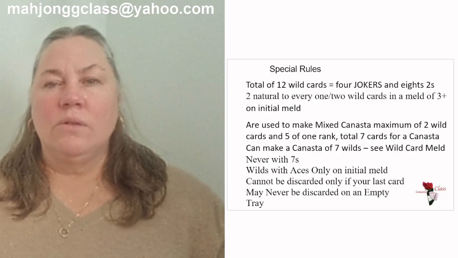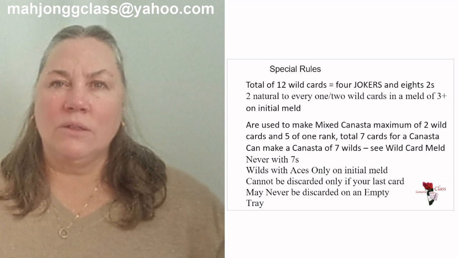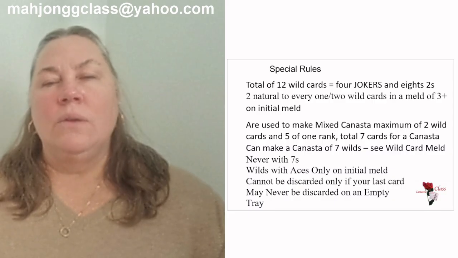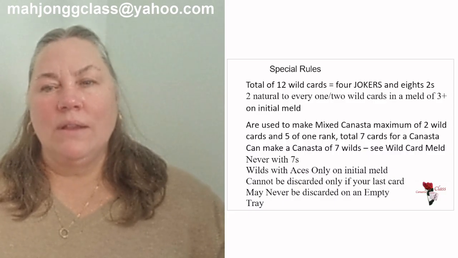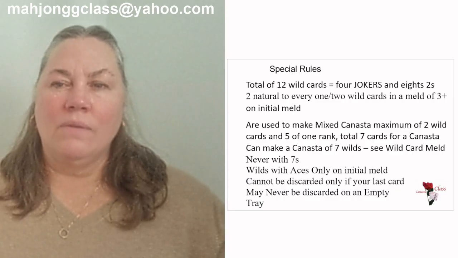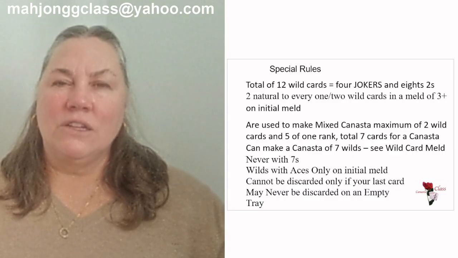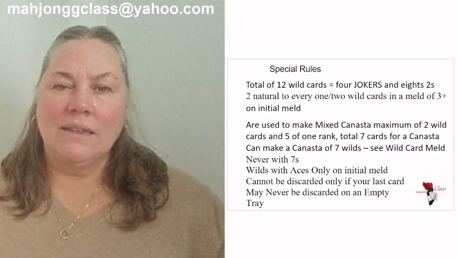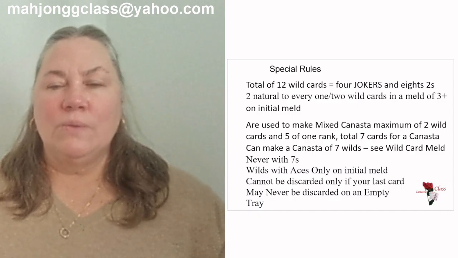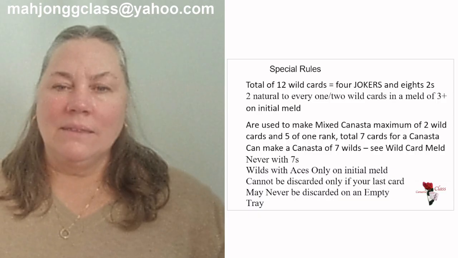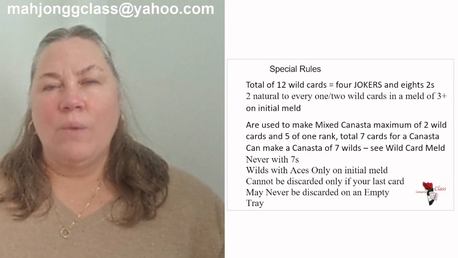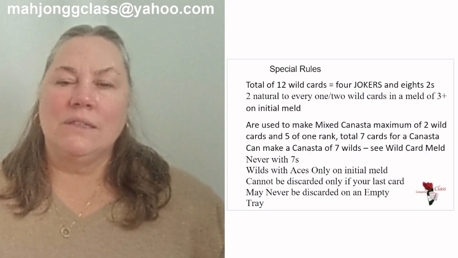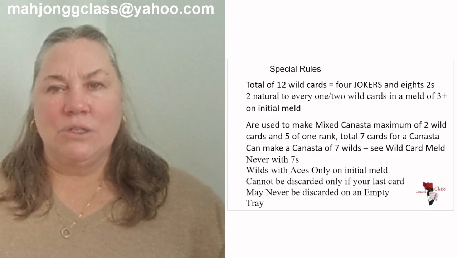After your initial meld, you are allowed to use a maximum of 2 wild cards per canasta. You also can make a canasta of 7 wild cards. You can check that out on the wild card meld definitions card. You're never allowed to use wild cards with 7s. Wild cards are only used with aces on your initial opening meld. You can't discard a wild card unless it's your last card in your hand. And you may never discard a wild card on an empty tray.